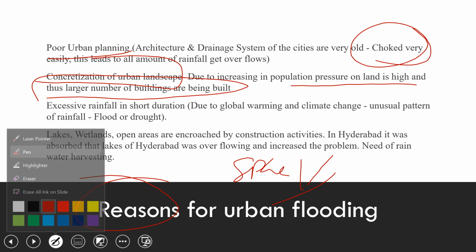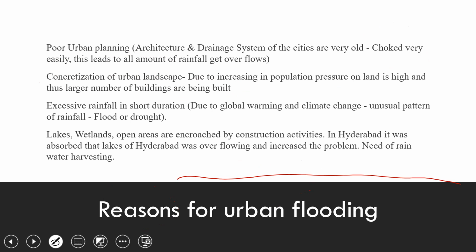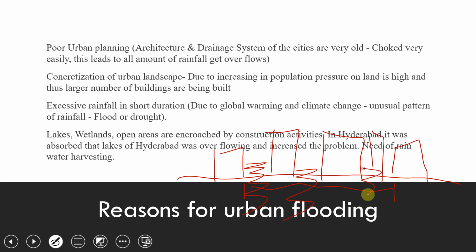Suppose right now this is a land, there is a lot of place for water to spread. Now you have constructed one building and another building. Now only these areas are left for water to go away. Now you have built again 3-4 buildings. Now see, the area for water to go away has decreased. So when the rainfall increases, the water level will increase, and the speed of the water will increase. As you are reducing the area, the speed of water will increase. So that is one reason, the concretization of the urban landscape.